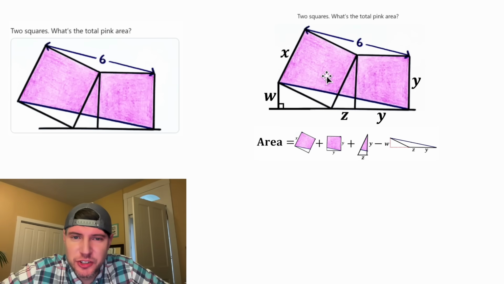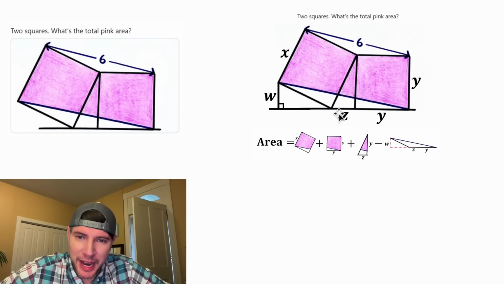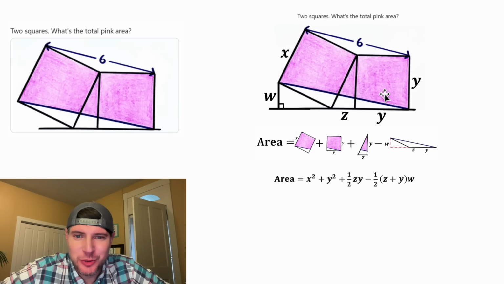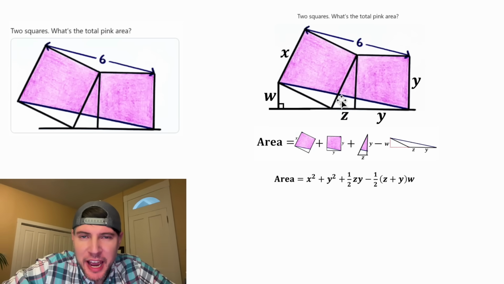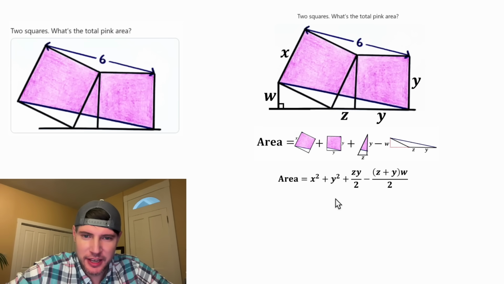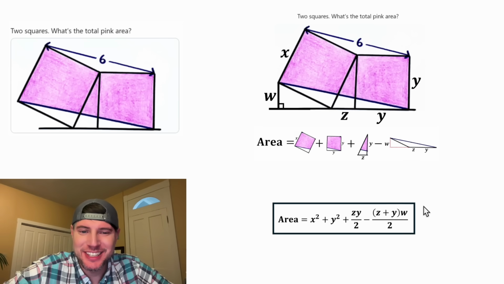It's going to be this square plus this triangle minus this triangle. So the area of this square is x squared. The area of this square is y squared. And then the area of this triangle will be 1/2 base times height, or 1/2 of zy. And the area of this triangle will be 1/2 of the base of z plus y times the height of w. And now we have a formula for the area. Let's rearrange it like this and put a box around it. This is what we're trying to find.